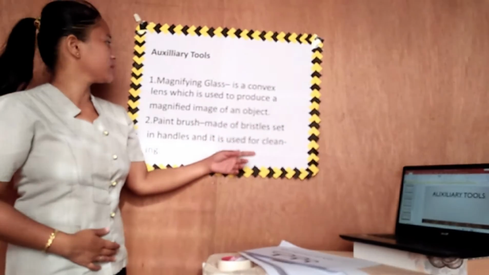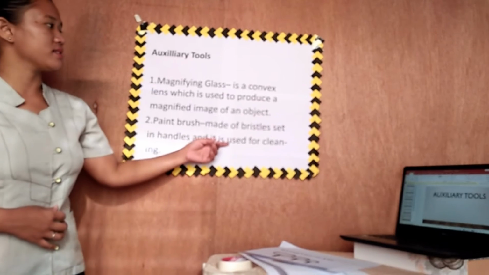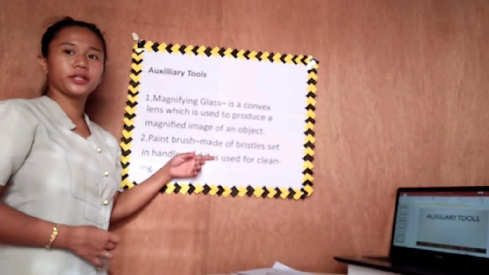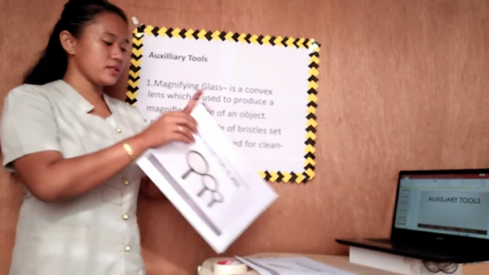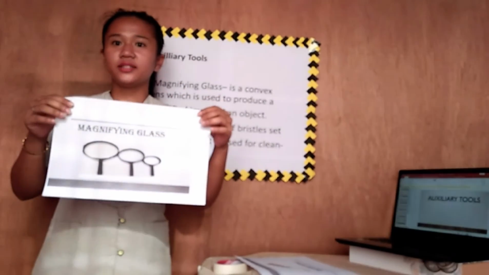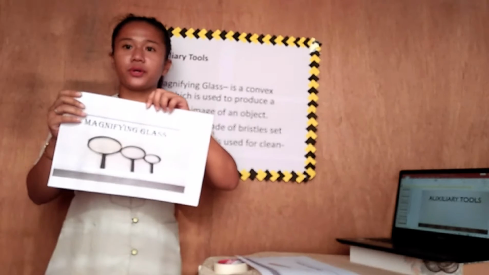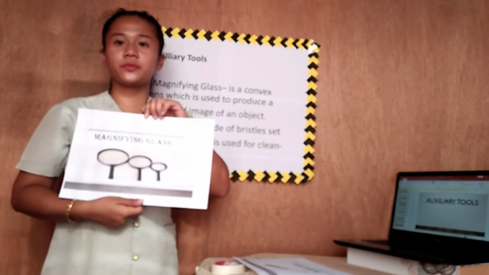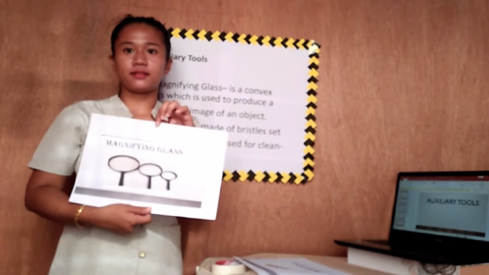So, auxiliary tools. Number 1, magnifying glass. It's a convex lens which is used to produce a magnified image of an object. So, this is the photo of a magnifying glass. Magnifying glass is commonly used in reading the value of components in specific appliances.